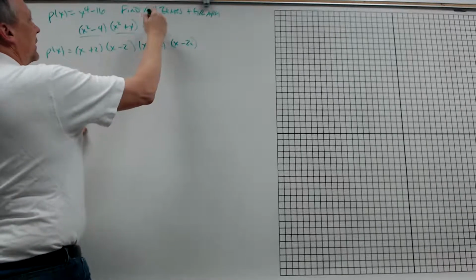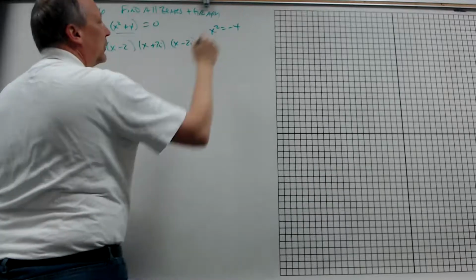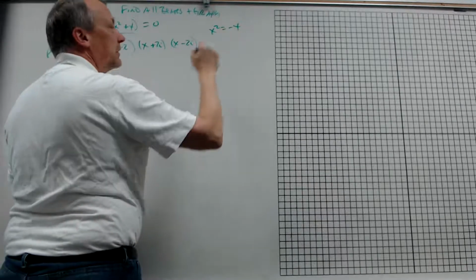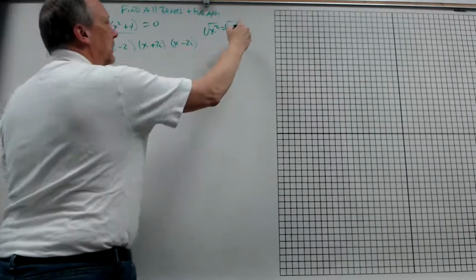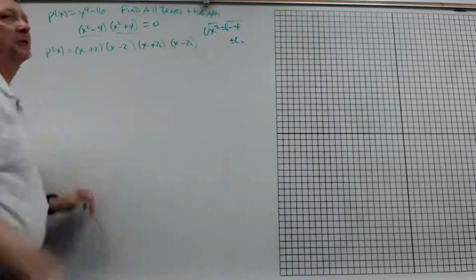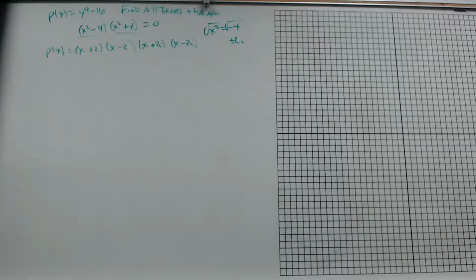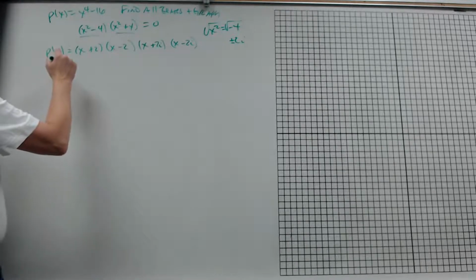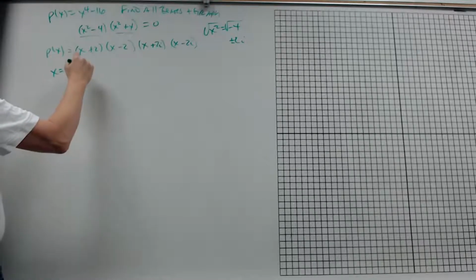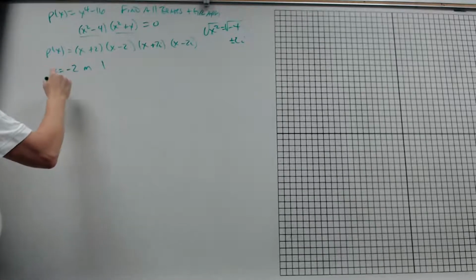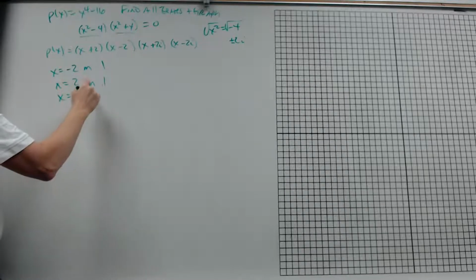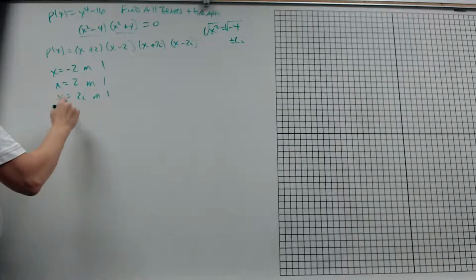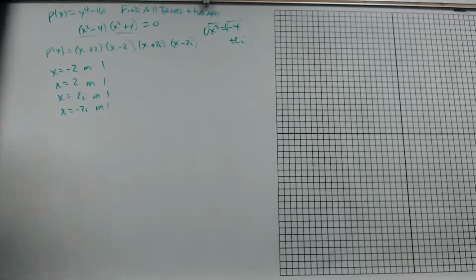So remember, if we set that equal to 0, x squared is going to equal negative 4, right? And so what's the square root of negative 4? 2i. Plus or minus, right? Yeah. Plus or minus 2i. Okay? All right, so we found the real and the complex. So your zeros are at where? x equals negative 2 with a multiplicity of 1. x equals 2, multiplicity of 1. x equals 2i, multiplicity of 1. And negative 2i, multiplicity of 1.